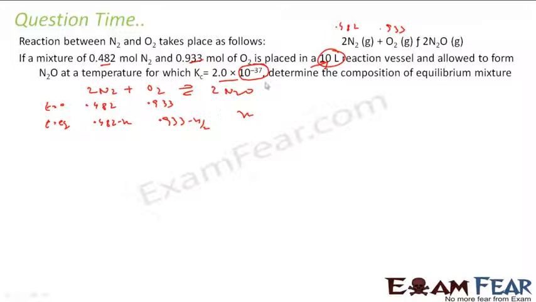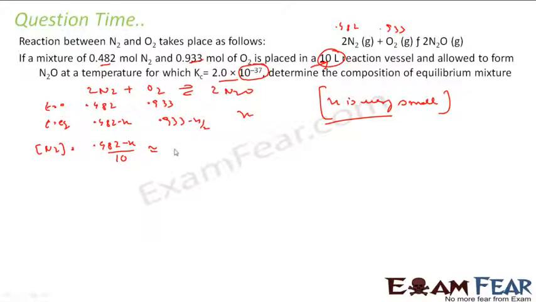But since this Kc is very small, x will be very small. Why? Because since the Kc is very small, that means the reaction hardly happened. X is very small. So in that case, my N2 concentration will be what? It will be 0.482 minus x is the number of moles, by 10 liter. And this will almost be equal to 0.0482 mole per liter. You can ignore the x. X can be 0 here.